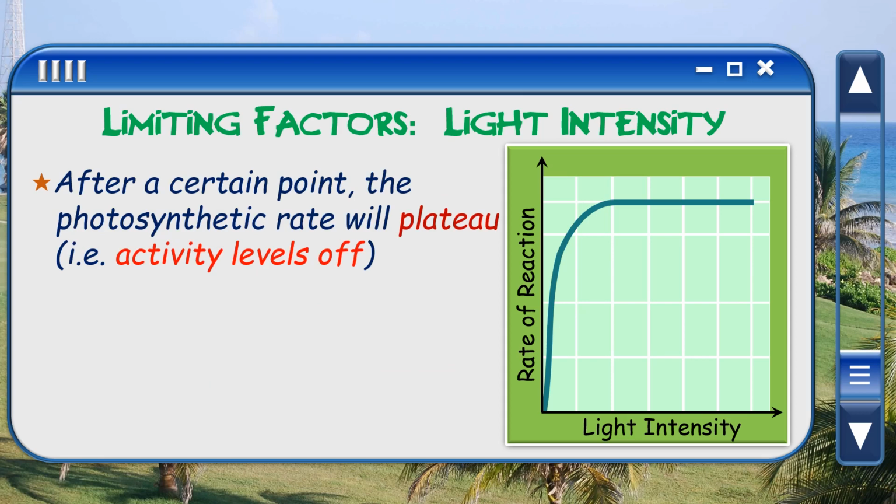But after a certain point, the photosynthetic rate will plateau. That is, activity levels off. So as we have been seeing, an increase in light intensity also leads to an increase in the rate of reaction. But after a certain point, the photosynthetic rate is going to plateau, meaning that the activity is going to level off. However much you increase the light intensity, the rate of reaction will remain the same, will not increase. That's what we are calling plateau.